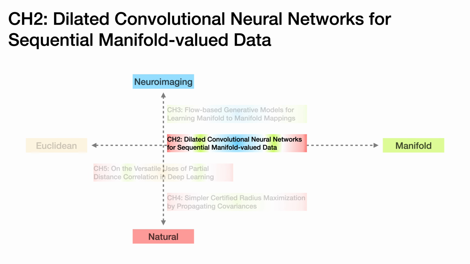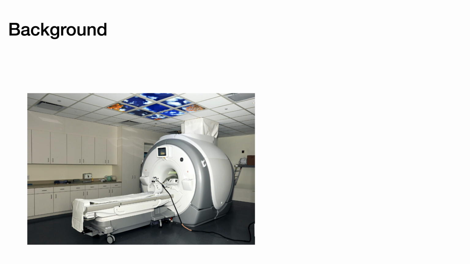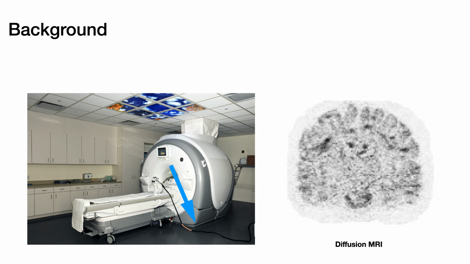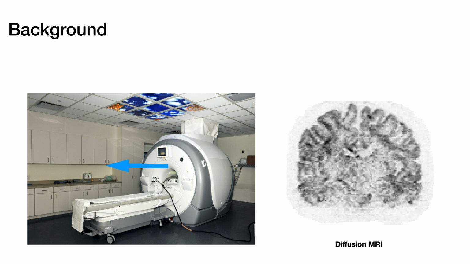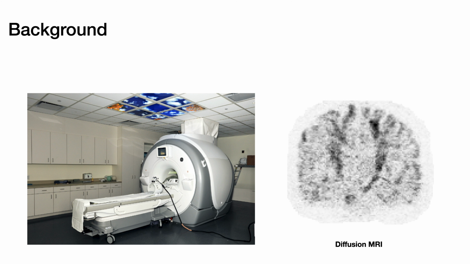Let's look at the first use case, dilated convolution neural networks for sequential manifold-valued data. To measure the structure of the brain, the patient needs to stay steady in the machine for a while to get the raw diffusion MRI data. The data is acquired by applying strong magnetic field gradients along different angles.